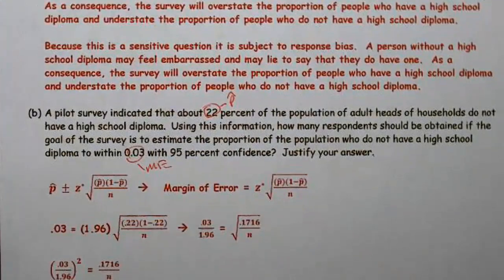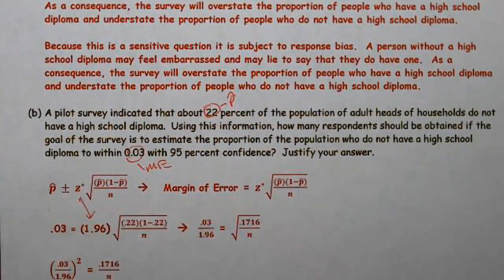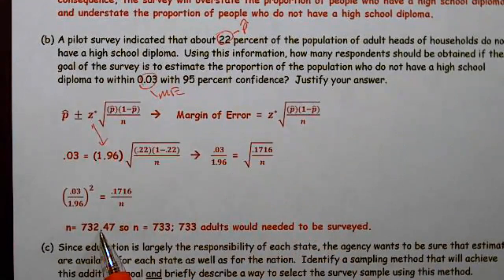I'm not going to redo the z-star because we've done it several times, but for 95%, z-star is 1.96. And p-hat 0.22, and then 1 minus that. We solve, and we end up getting 732.47. So n, I must round up, is 733, so 733 adults would need to be surveyed.